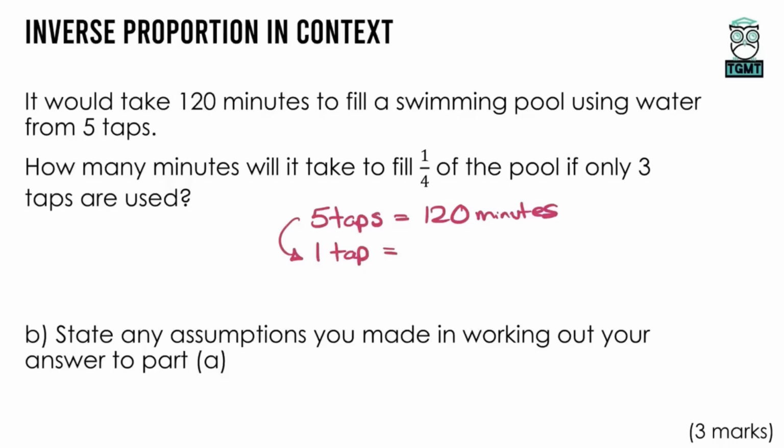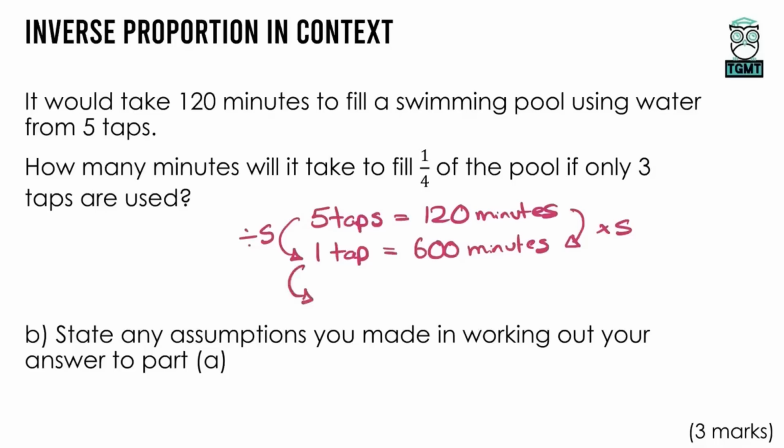However, if you think logically, that whole method doesn't make any sense. If 5 taps take 120 minutes, you can't do 120 divided by 5 for 1 tap, because that wouldn't make any sense for 1 tap to take 24 minutes if 5 taps take 120, because obviously it's going to be slower if we turn 4 of the taps off. So if we're going down to 1 tap, we actually just do the opposite of what we normally would. So here, where we're dividing by 5, on the opposite side here, we need to multiply by 5. So 120 multiplied by 5 would give us 600 minutes. So with inverse proportion, whatever we do on the left, we're going to do the opposite on the right.